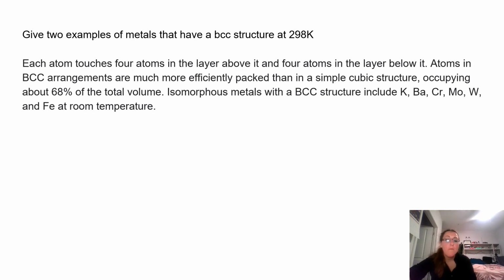Give two examples of metals that have a BCC structure at 298 Kelvin. Each atom touches 4 atoms in the layer above it and 4 atoms in the layer below it. Atoms in BCC arrangements are much more efficiently packed than in a simple cubic structure, occupying about 68% of the total volume. Isomorphous metals with a BCC structure include potassium, barium, chromium, molybdenum, tungsten, and iron at room temperature.